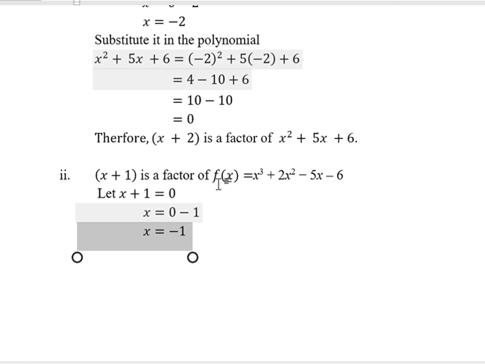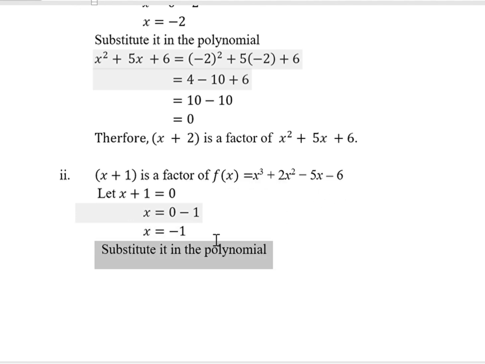Then take it and replace it in the polynomial. So we shall have f of negative 1. We have substituted x with negative 1 here because our x is negative 1, so we substitute it also on the right hand side. It will be equal to negative 1 cubed plus 2 times negative 1 squared plus, minus 5 times negative 1 because our x is negative 1, and then minus 6.